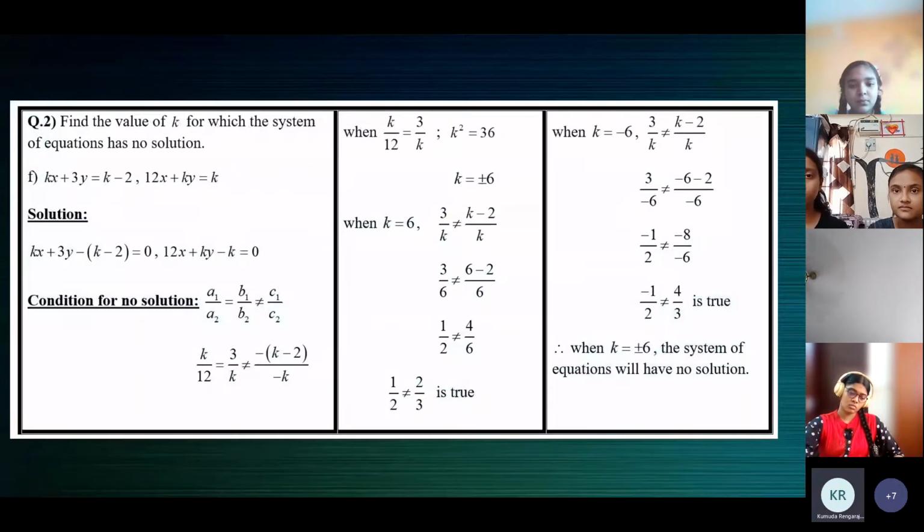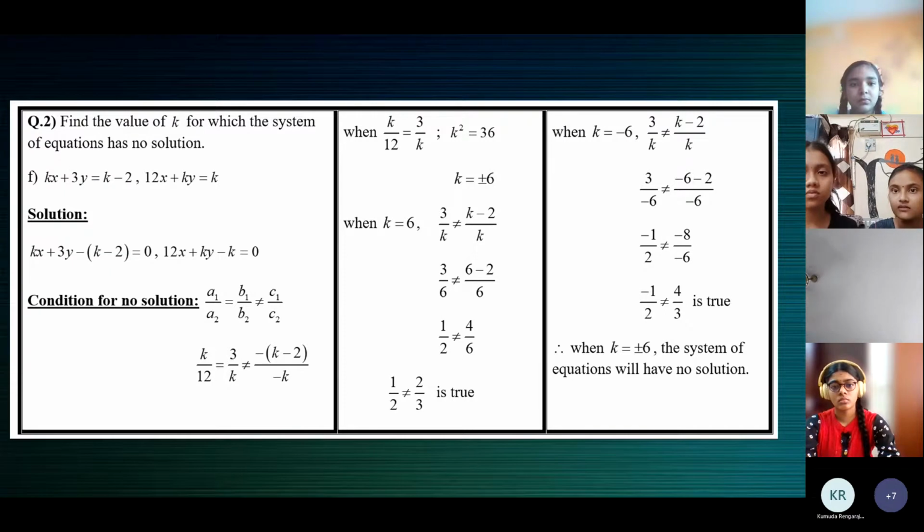Yes, children, this is also similar. Go to the working. See the question.